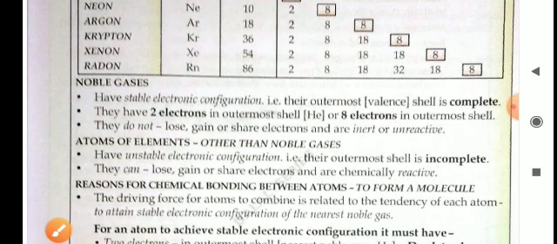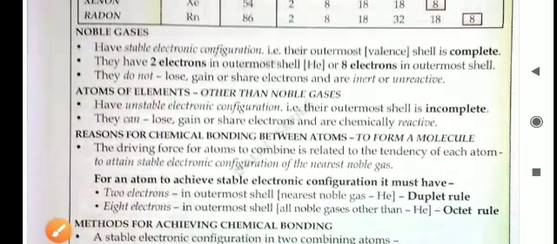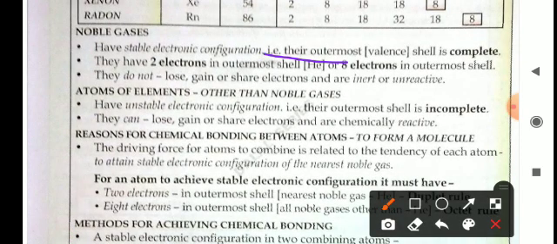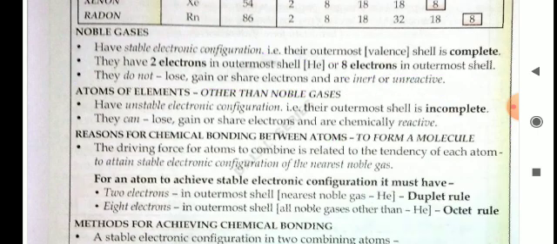So noble gases have an electronic configuration in which their outermost valence shell is already completed, with 2 electrons in the outermost shell in helium and 8 electrons in the outermost shell in the others, and they do not lose, gain, or share electrons. They are inert or unreactive.